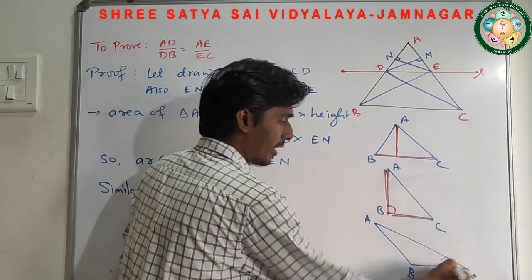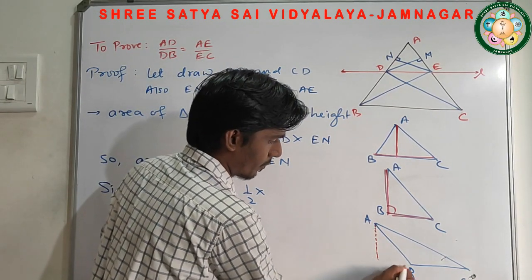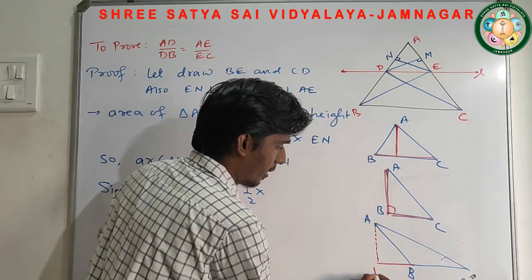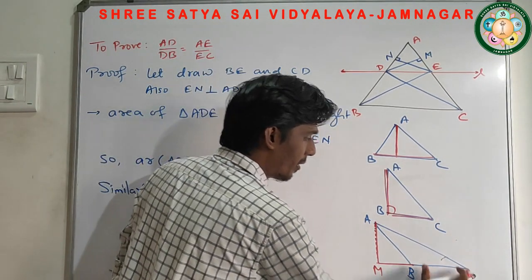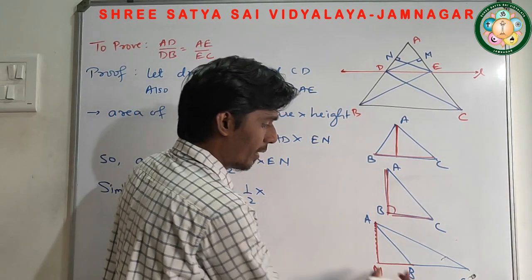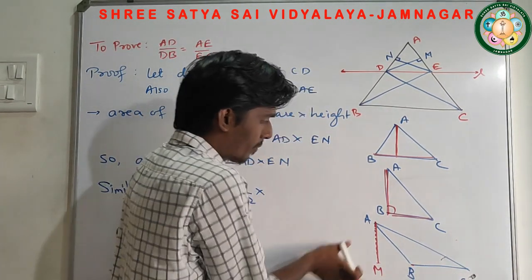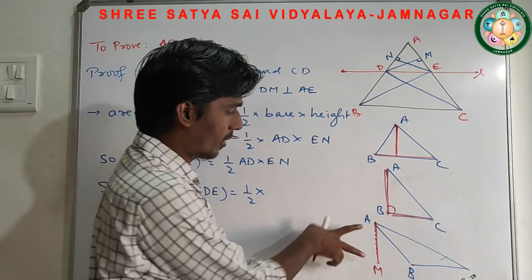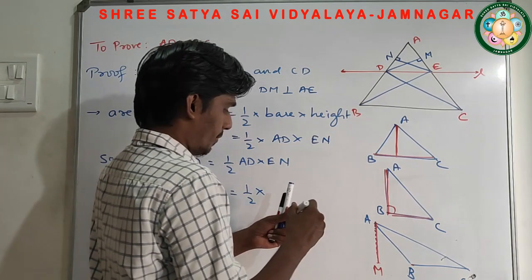But the important one: for an obtuse angle triangle, if I want to draw the perpendicular, I have to draw the perpendicular outside the triangle. Say here M. So AM is the height and the base will remain BC, because MB is not a part of the triangle. So the base of this triangle will remain BC, but the perpendicular height is AM.